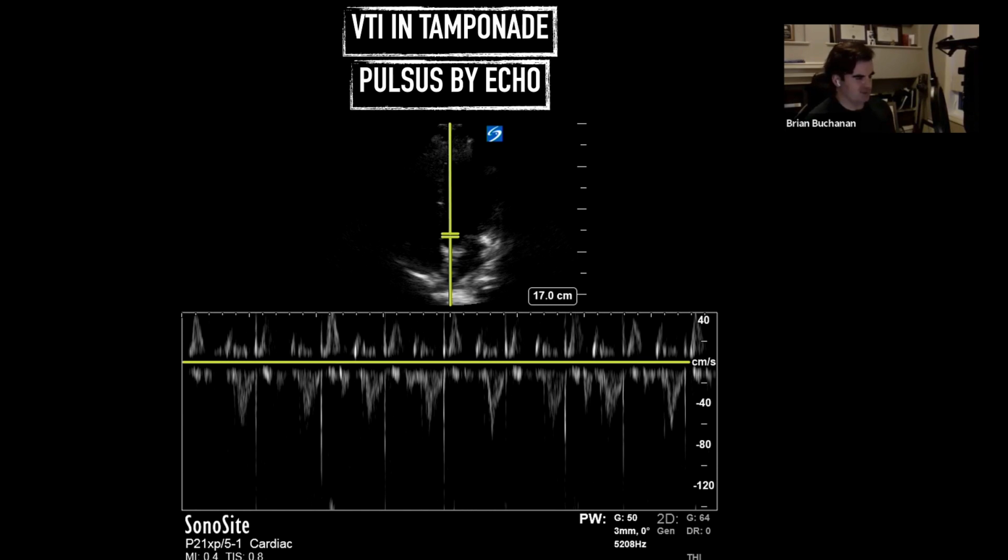Now, of course, pulsus paradoxus, the clinical findings, and some of the mitral and tricuspid inflows can also be helpful. But in this case, the patient had a large pericardial effusion, and it was quite obvious they needed to go to the operating room. So this is more just for a point of discussion rather than a point of utility.